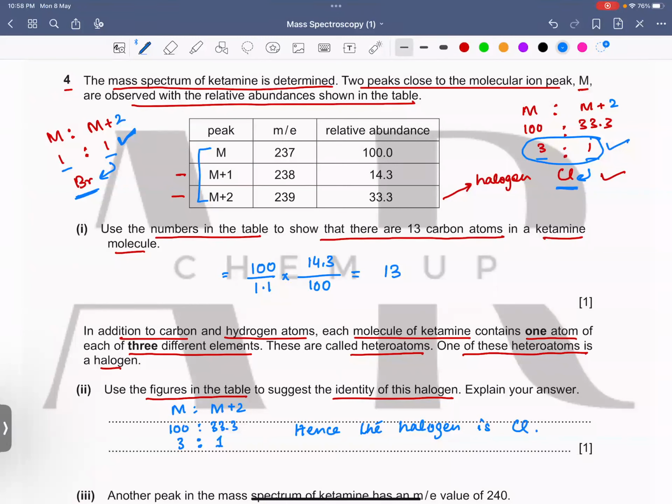Okay. How is the ratio of m and m+2 1:1? I have given you this case, that if this would be a case, then we consider this halogen is a bromine. This is not from this question. From this question, we have concluded this. Okay.